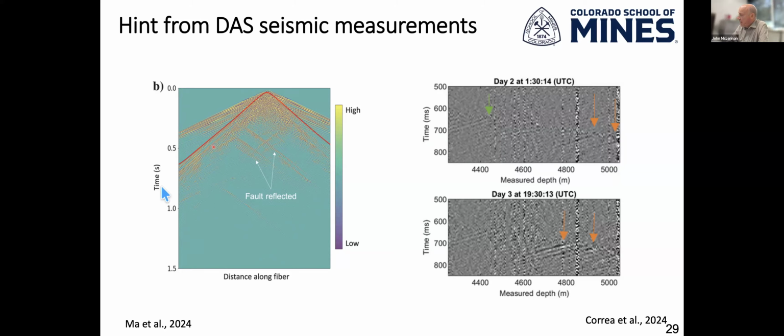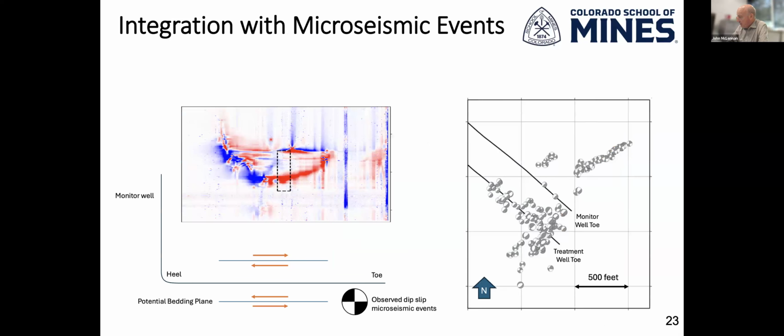Okay, and then the next question, I think it's from Peter. Apologies if I'm mistaken. Did the microseismic dip slip events you used to confirm that the slip was below the well correlate in time and space to the DAS anomalies?